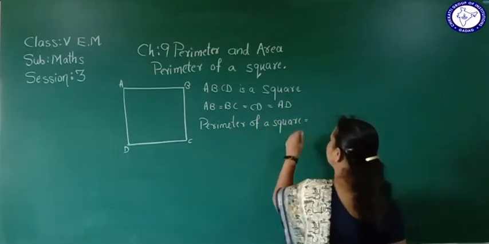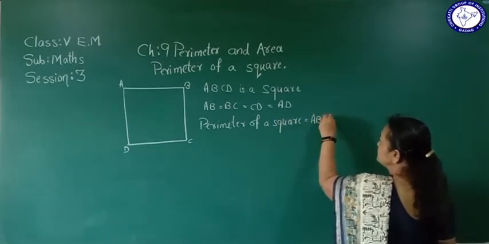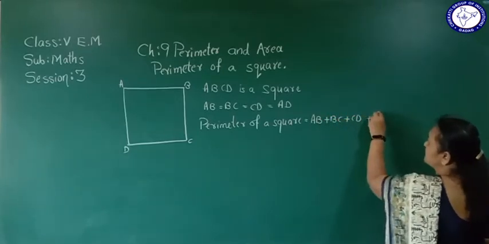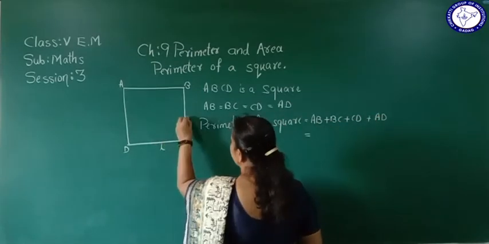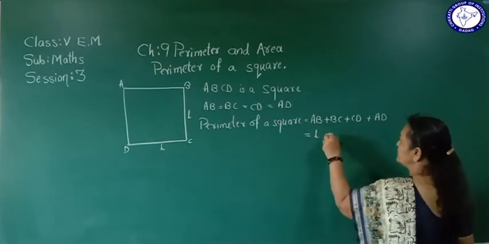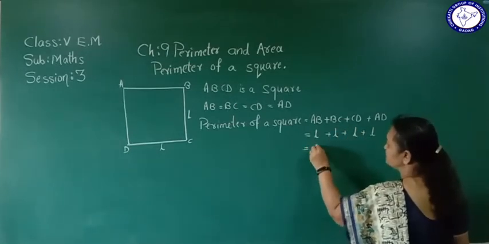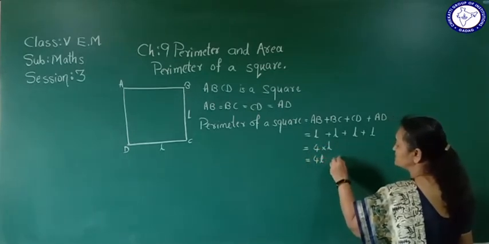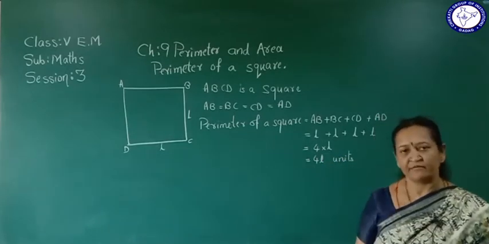The perimeter of a square is equal to AB plus BC plus CD plus AD, which is equal to, if these sides are denoted by L, then this is L plus L plus L plus L, which is equal to 4 into L, or we write 4L units. This is the formula to find the perimeter of a square.